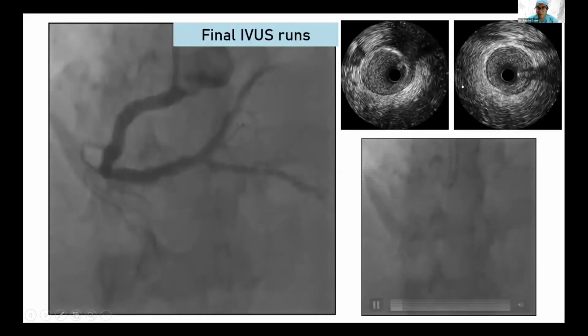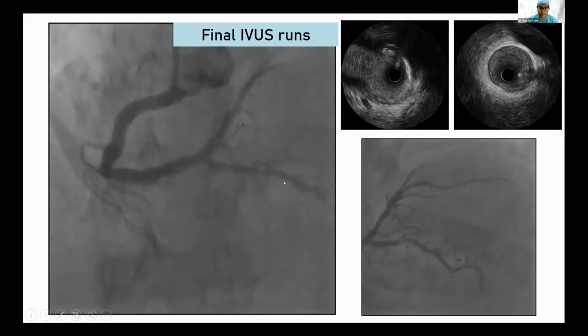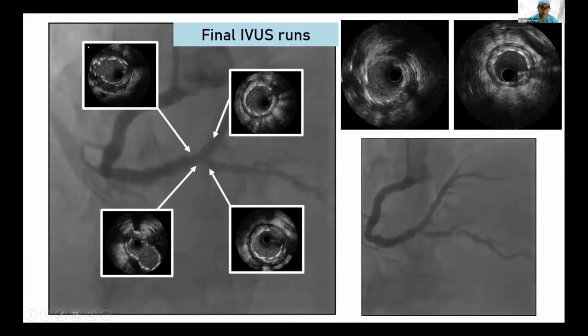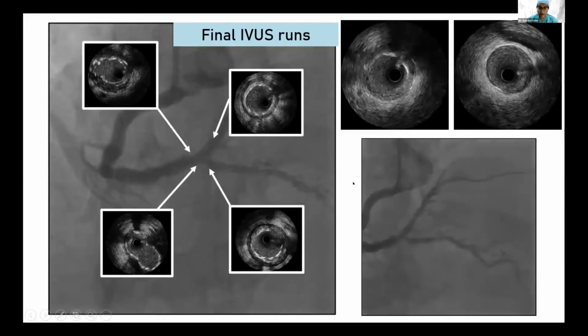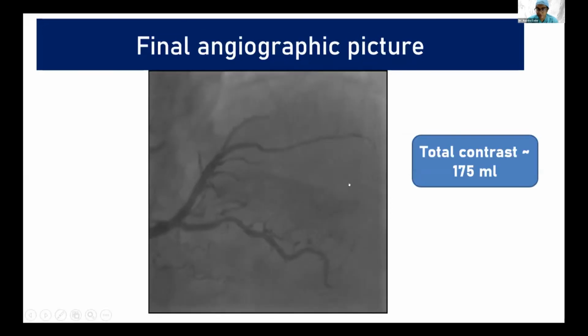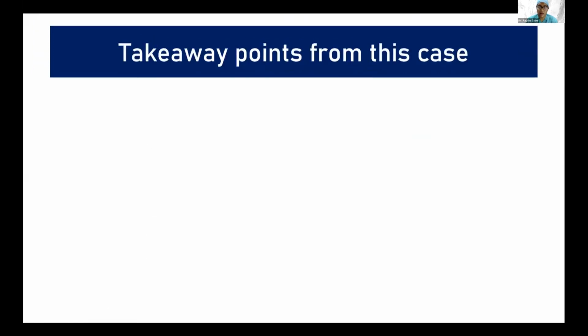And we did an IVUS pullback from the PLV to the RCA as well as the PDA to the RCA, revealing satisfactory well-apposed stents and a very nice polygon of confluence in terms of the bifurcation stent struts as well. And this is the final angiographic picture, which was satisfactory. And not to forget, about 175 mils of contrast was used in the entire procedure.